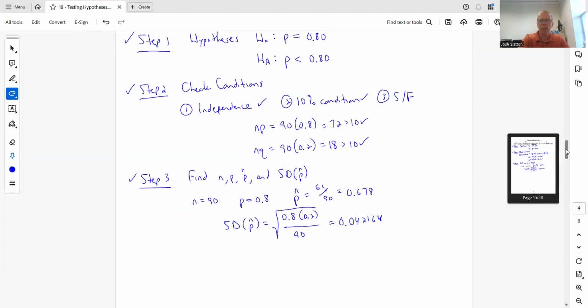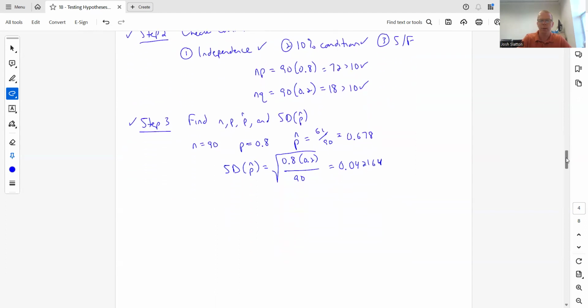So now step 4, and step 4 can vary a little bit depending on if you want to use the z-score or not. So you can use it or not. Some of the problems on the homework will specifically ask for the z-score. But step 4 is to draw the normal curve.